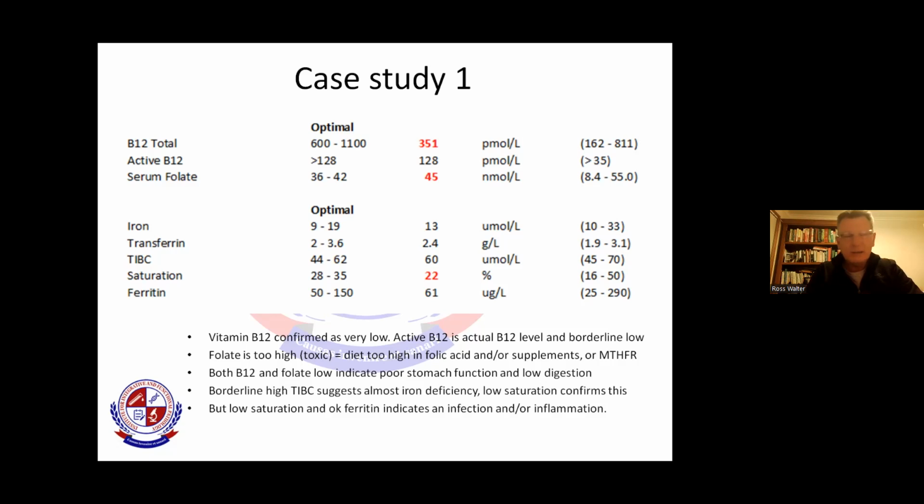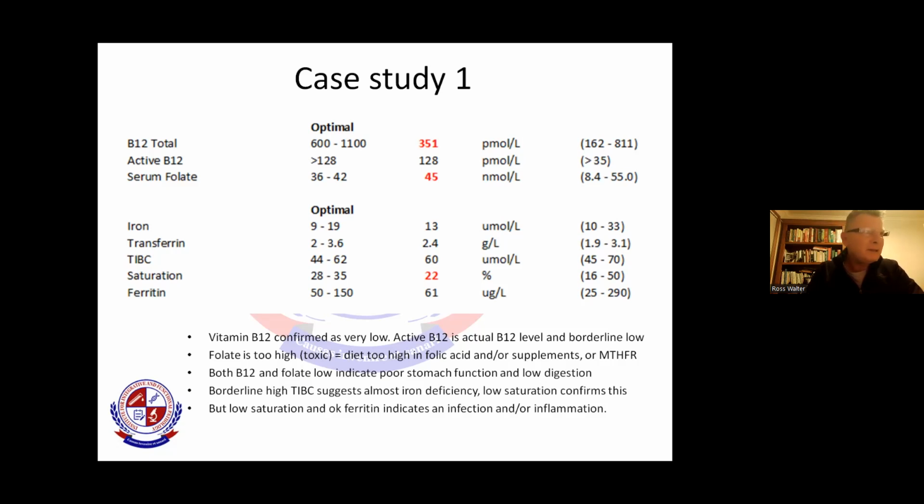We don't just look at the red results, the ones that fall outside the optimal range. We need to look at really all of them. So one thing that stands out a little bit is the TIBC in the iron results there. It's borderline high, only a couple of points off the maximum, which can indicate an iron deficiency or a tendency for that.